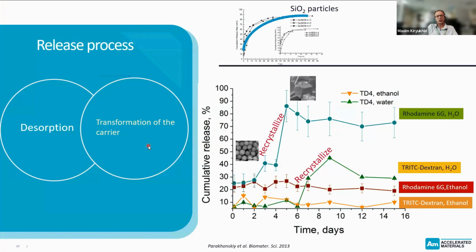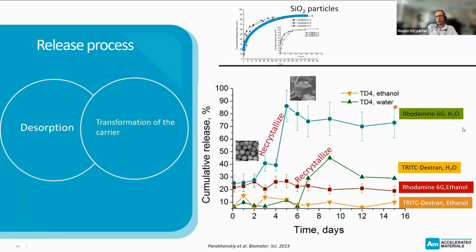And what does this recrystallization mean for the process of the release of our molecules, our drugs, out of calcium carbonate, right? In contrast to, for example, porous silica particles, where the release has the usual kinetics reaching saturation within a few tens of minutes, in the case of calcium carbonate it is a bit different, right? And you can see that in water solutions, the burst release is happening when the particles start to recrystallize from the very porous vaterite form into the calcite form.